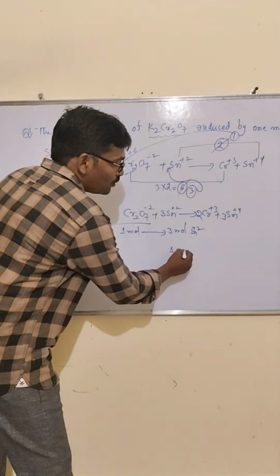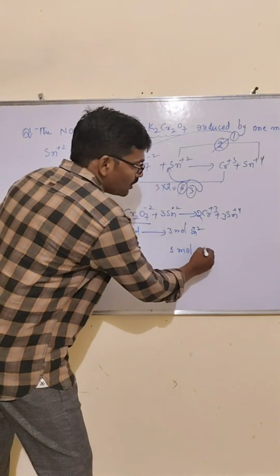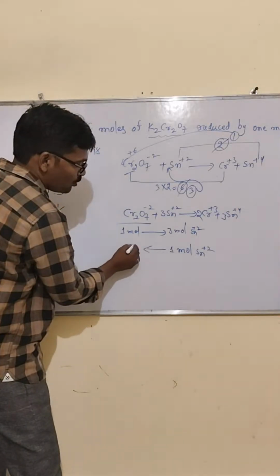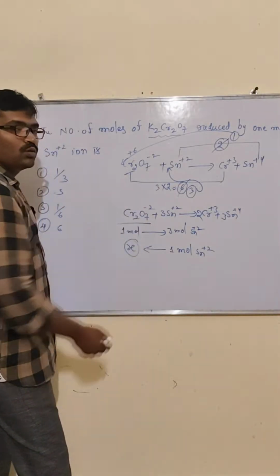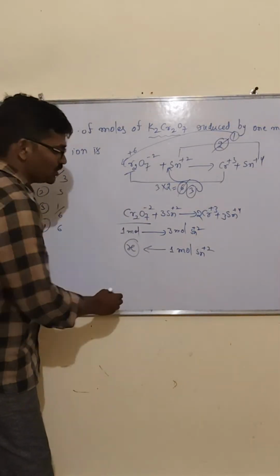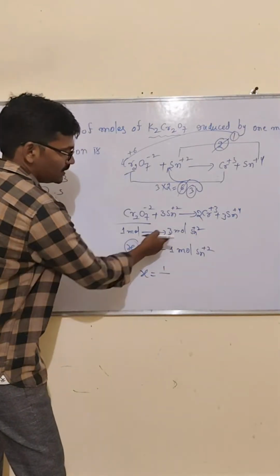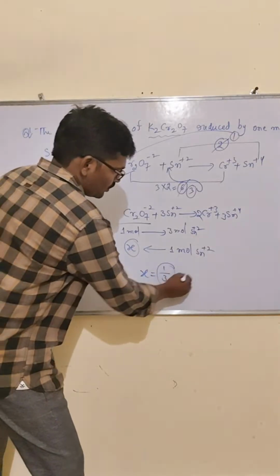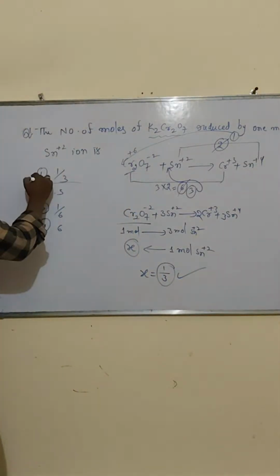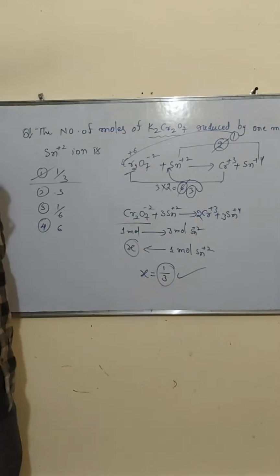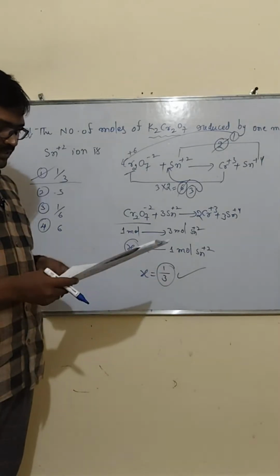Then 1 mole of Sn plus 2 is reduced by how many moles of Cr2O7 minus 2? Take cross multiplication. X equals 1 into 1, divided by 3. Yes, 1 by 3 is the answer for this. Clear? Do you understand, my dear students?